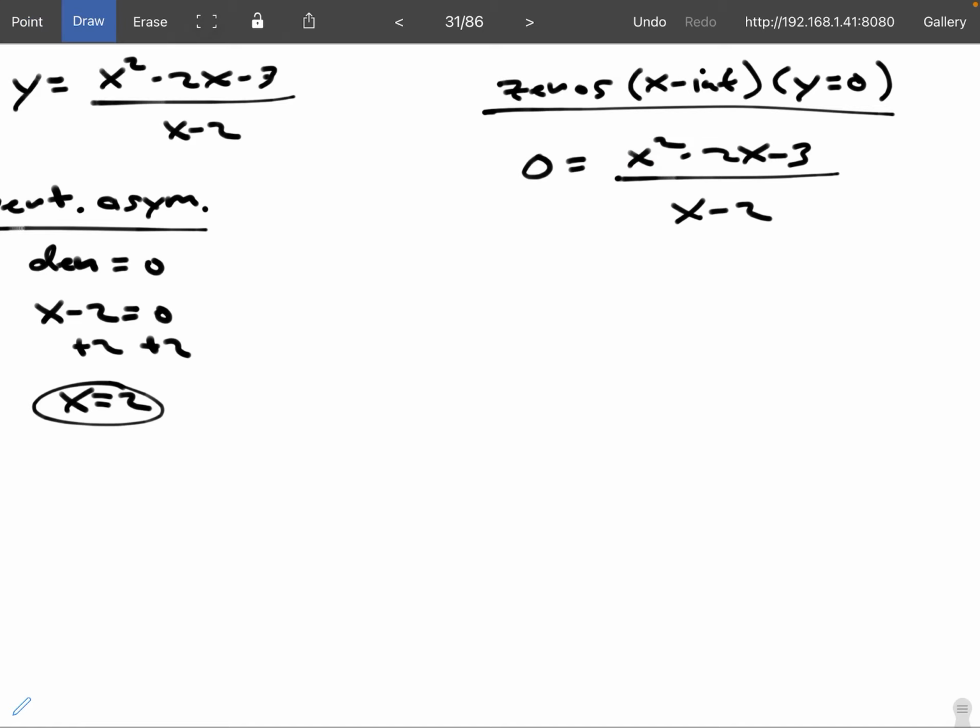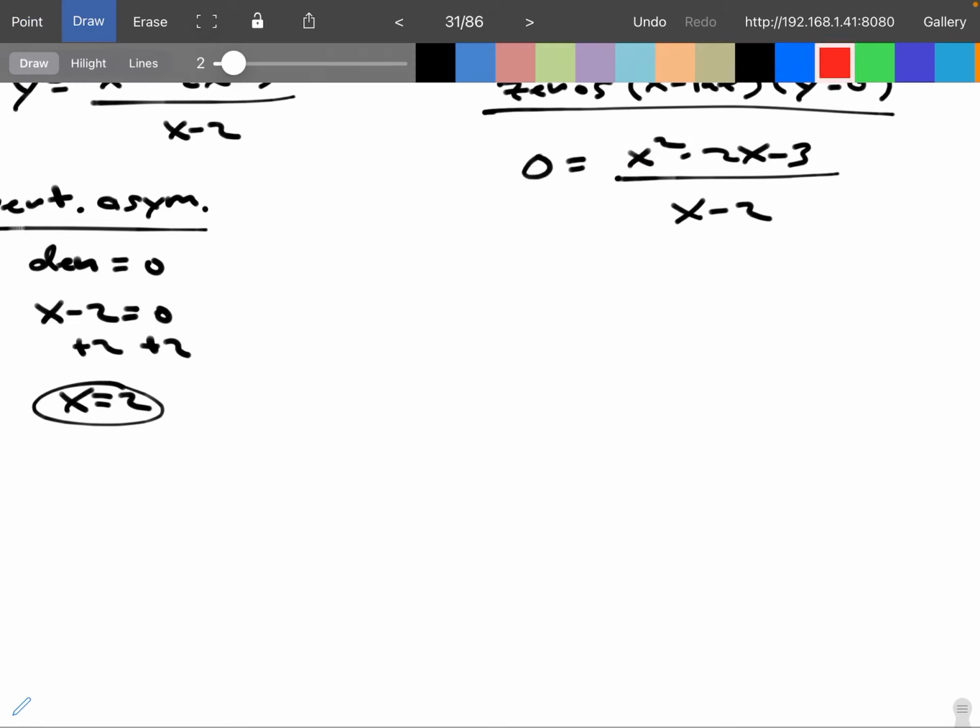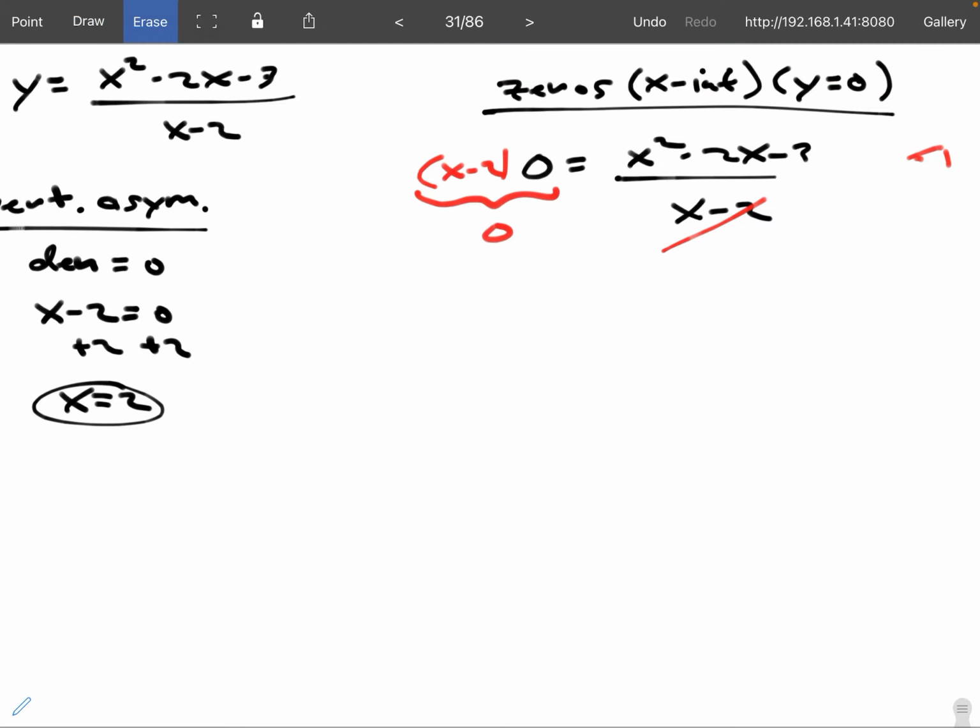Now, another way to do this is you could multiply this side by x minus 2, and multiply this side by x minus 2, and then these will cancel out. But this side over here is 0 anyway, right? Because 0 times anything is 0, so all you're really doing is setting the numerator equal to 0. Now let me erase all this stuff so that we can actually deal with what we've got to do.